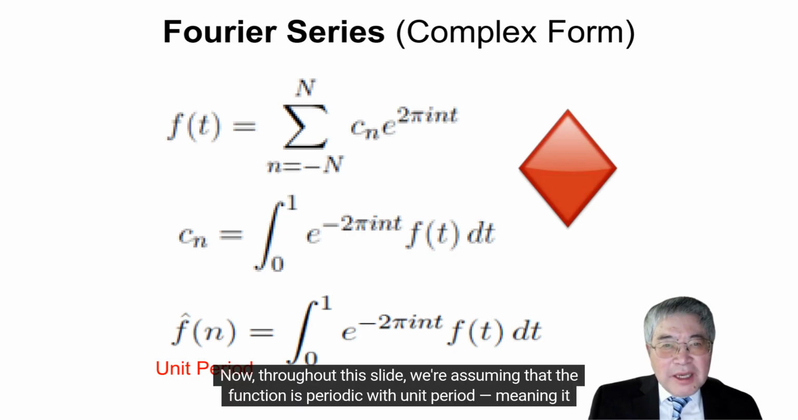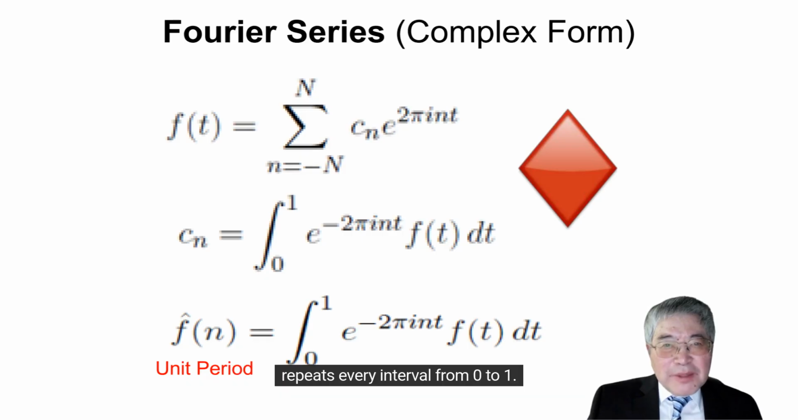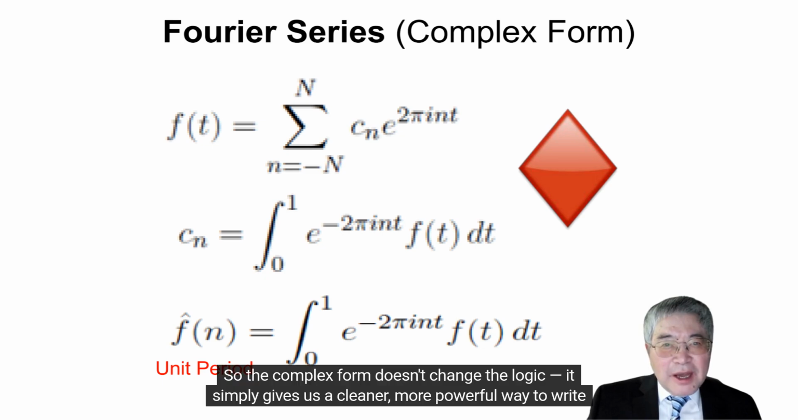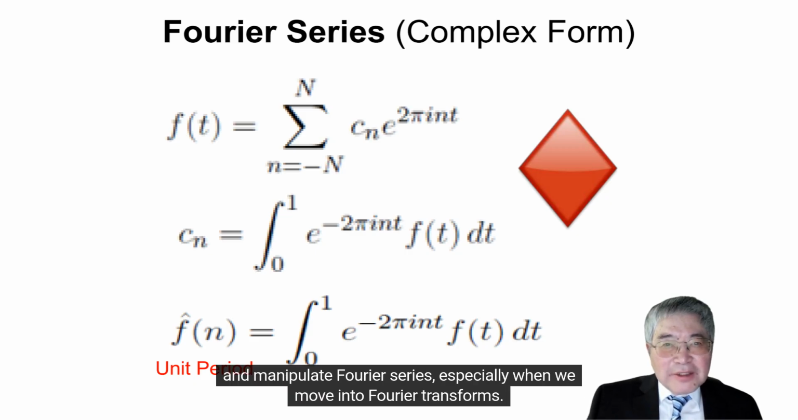Now, throughout this slide, we're assuming that the function is periodic with unit period, meaning it repeats every interval from 0 to 1. If the function instead repeats from, say, 100 to 101, it's still the same picture, just shifted. So the complex form doesn't change the logic, it simply gives us a cleaner, more powerful way to write and manipulate Fourier series, especially when we move into Fourier transforms.